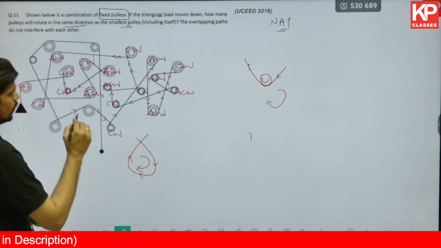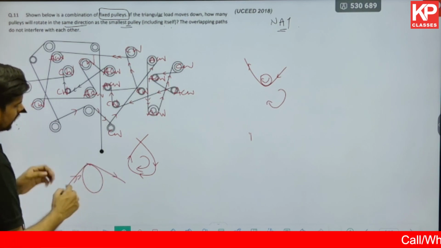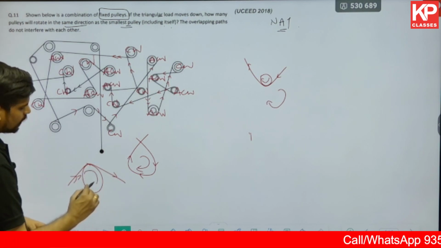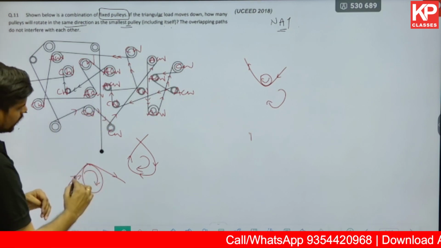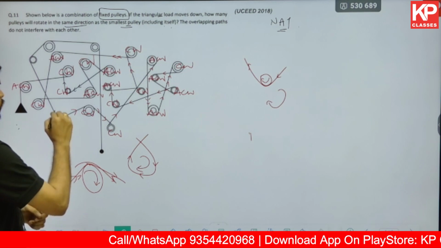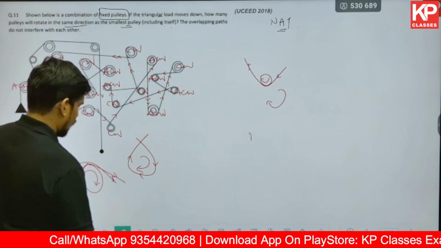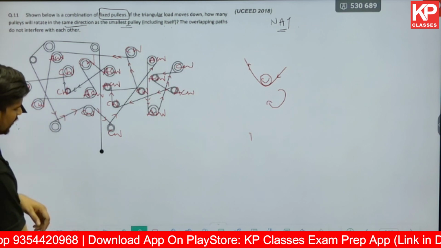The next one, the rope is basically moving in this direction. So that is creating a clockwise turn in the pulley. The rope is moving in this way. So that's a clockwise turn in the pulley. Next one, I'll erase these over here. I think we are almost towards the end. There are just 3 more pulleys.